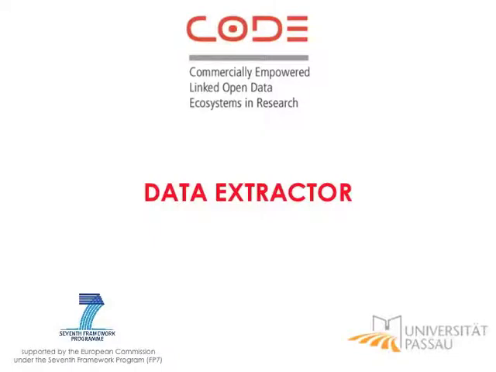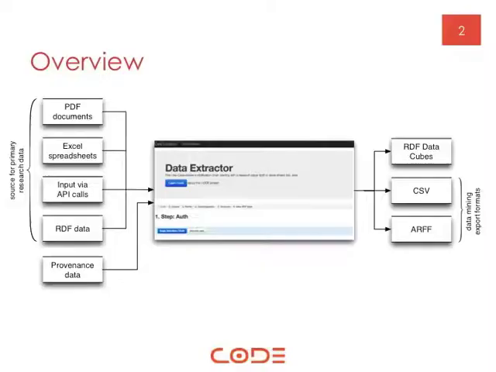This screencast will introduce the features of the data extractor of the CODE project. The central aim of the extractor is to crowdsource the integration of unstructured data into the linked open data cloud in a data warehouse compliant way. There are several possible input formats, but for this example we will work with Excel files.